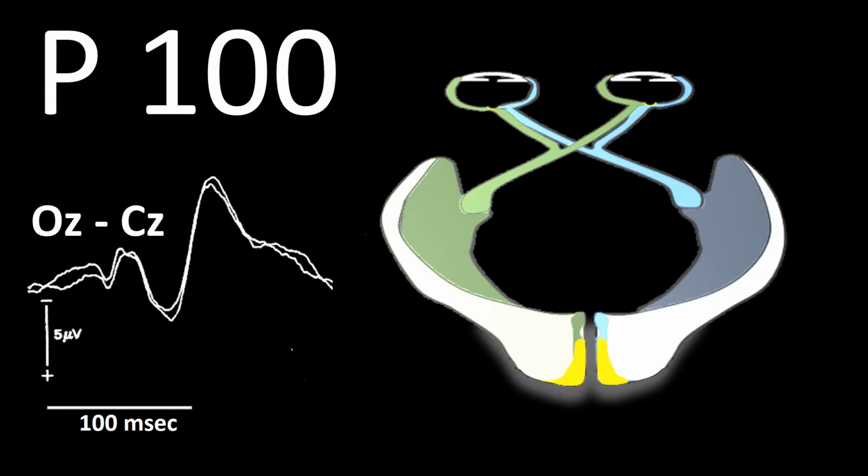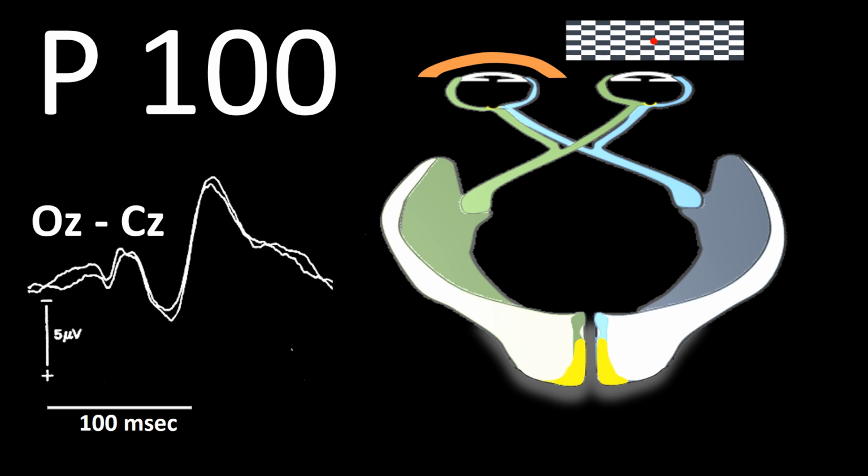In this frame, I have introduced a representation of the visual pathways, with the left eye being occluded and the right eye being stimulated by the checkerboard.